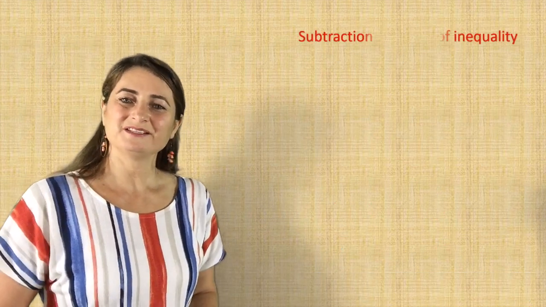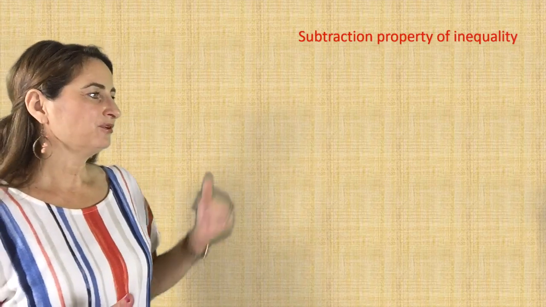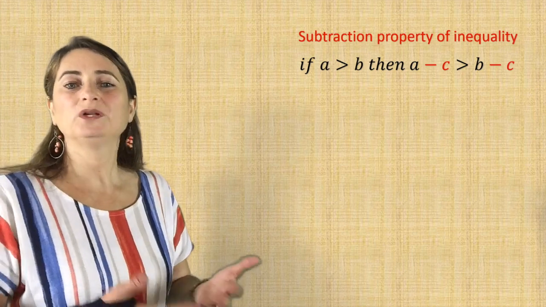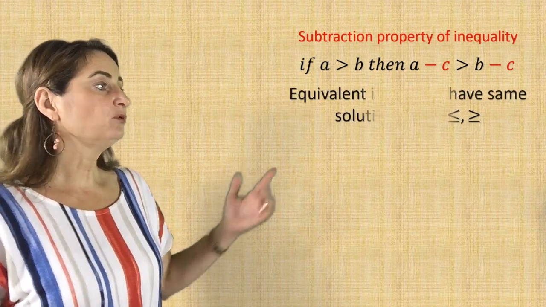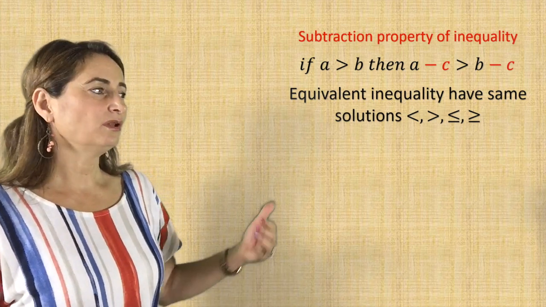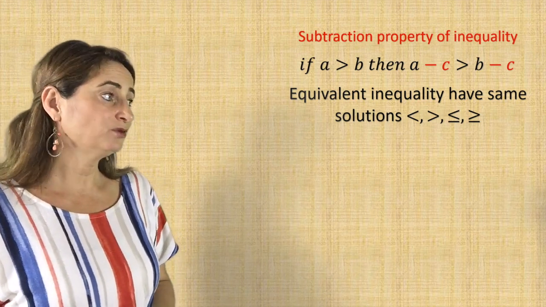Now let's talk about the subtraction property of inequality. If A is more than B, then subtracting C from both sides will keep the inequality true. So equivalent inequalities have the same answer or solutions. That works for less than, more than, less than or equal, or more than or equal.